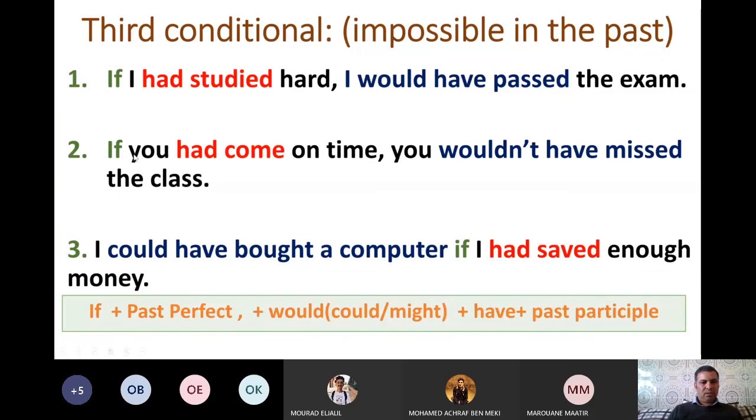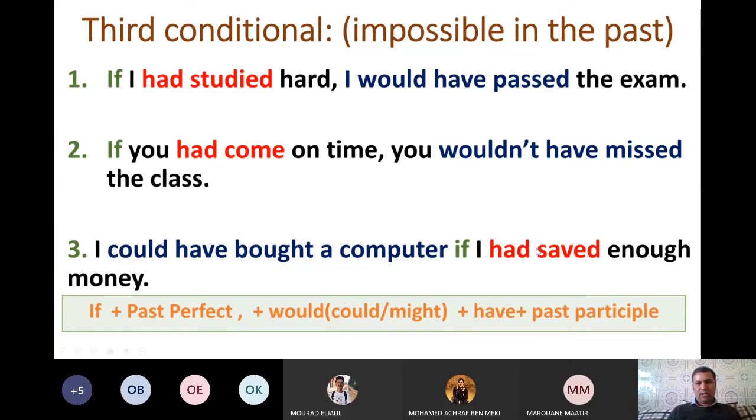Let's look at the second example. If you had come on time, you wouldn't have missed the class, which means in reality, you missed the class, فاتتك الحصة. Why? Because you hadn't come on time. I'm supposing now the opposite. If you had come on time, you wouldn't have missed the class. The third example, I could have bought a computer if I had saved enough money. It means I didn't save enough money, so I couldn't. Here, could expresses ability, لم أستطع، استطاعة القدرة. I couldn't buy a laptop. Why? Because I didn't save enough money.